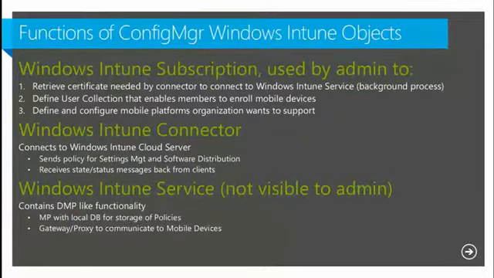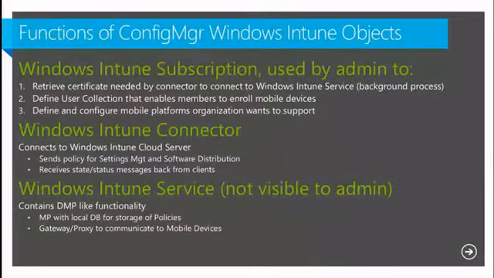Nobody else will. You'll also set up things like which mobile platforms you want to support. This is where Exchange ActiveSync comes into play. You can find out which device types, which platforms your users are actually using in your environment, so you can decide which platforms you want to enable to enroll. If you don't enable them, they can't enroll those devices even if they have them.